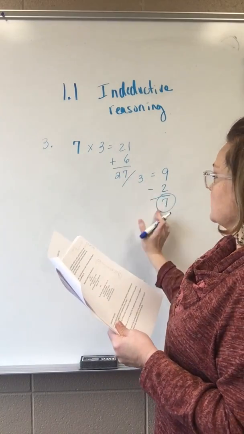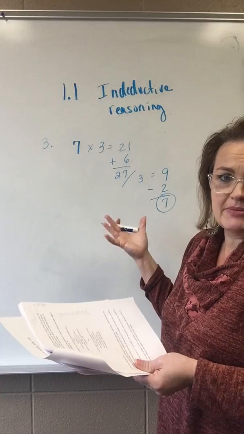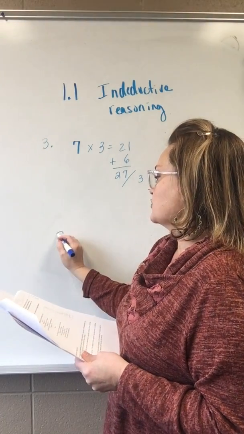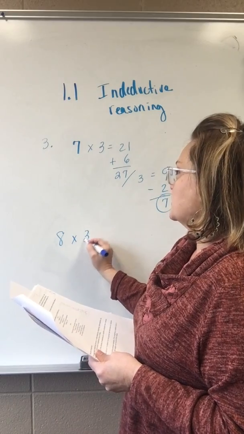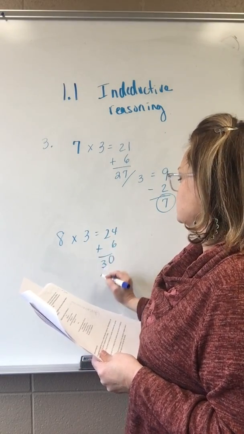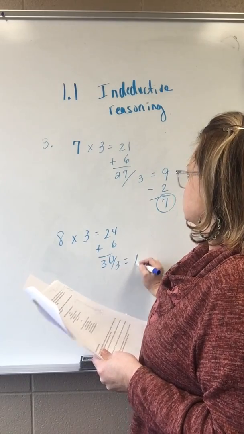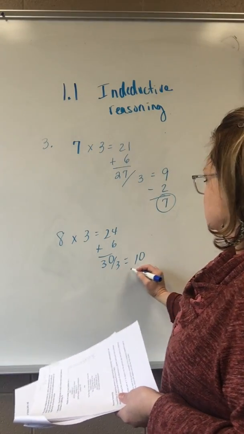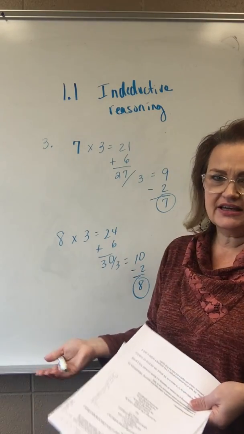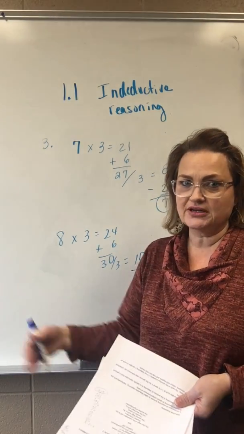So it looks like I came out with the same number this time. That might be my conjecture, but again, you need to do more examples. So I'm going to take the number 8. Multiply it by 3. Add 6. Divide that by 3 is 10. And then subtract 2, which is 8. Same number. And again, to be realistic, you need to keep on doing that.